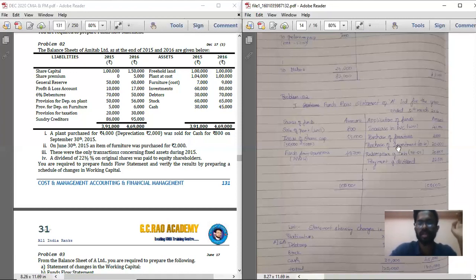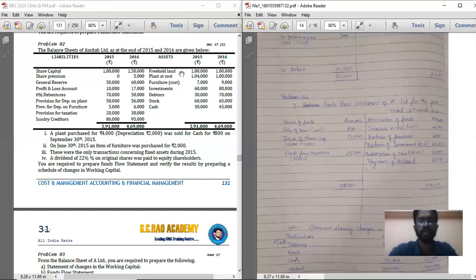That is 20,000 repaying. So when you are repaying, it is application of funds. So in respect of application of funds, record redemption of debentures, that is you are redeeming your debentures, within bracket 70,000 minus 50,000. In the amount column record 20,000. Done. So next is provision for depreciation of land taken into account, depreciation of furniture done, provision for taxation done, sundry creditors done.